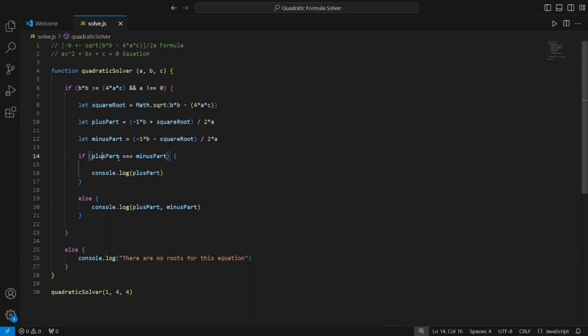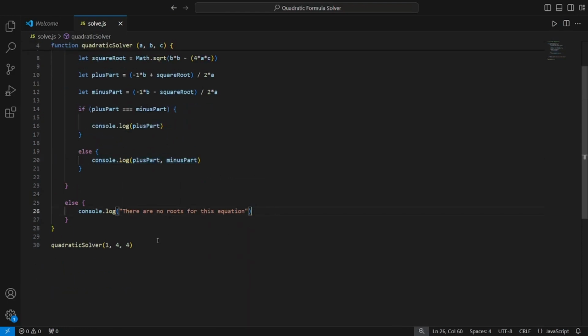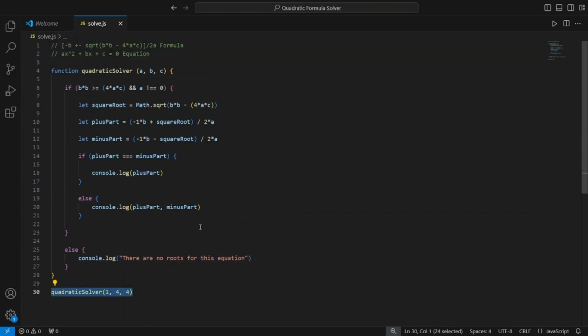Then here we say if plus part is equal to minus part, which means that there's only one root for the equation, then we're going to console.log just one of them. But if this is not true, and they're actually different values, then we're going to console.log both of them to get the answer. And then we call this function. I just put here some random values, 1, 4, and 4, and then this function will work for you.